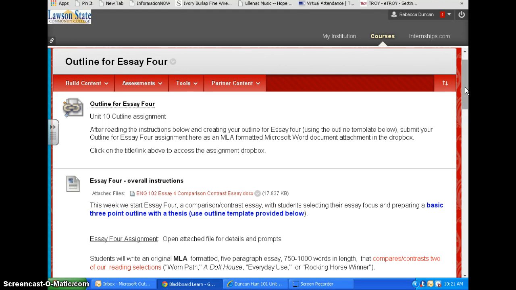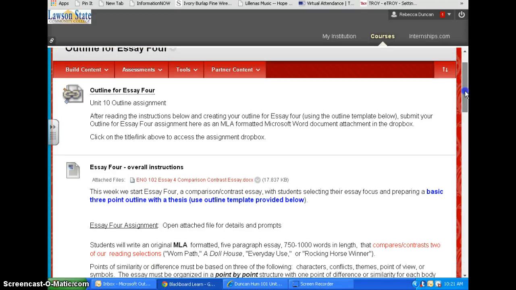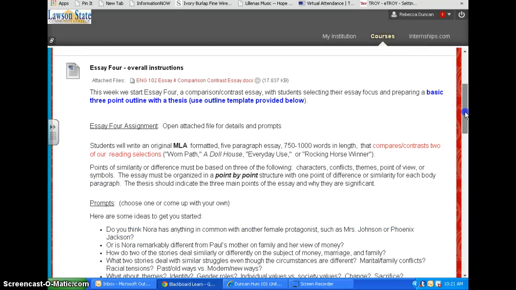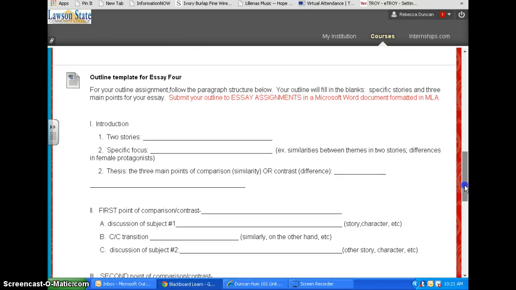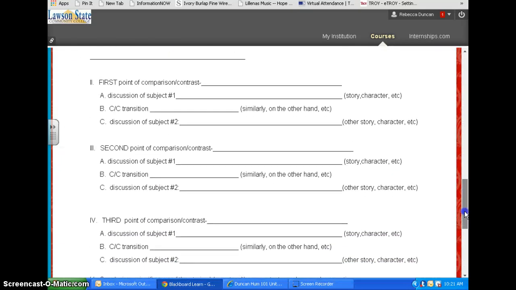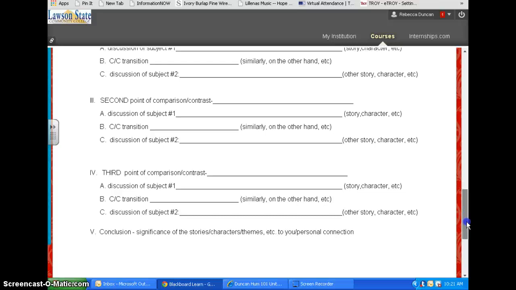Now, Essay 4 is not about Dollhouse. We haven't finished talking about that yet. Essay 4 is a comparison contrast essay. Hopefully you've done one of those before, but I've got very detailed instructions, and your outline is like a fill in the blank after you do some analysis. I have a template. Okay, I'm going to scroll slowly down, and there it is. So you're going to fill that in. You've got to do some analysis first.